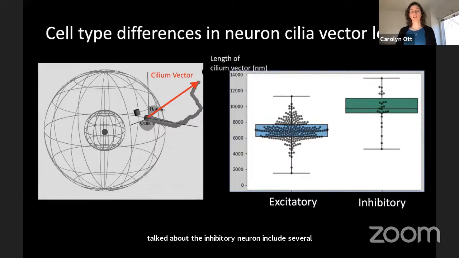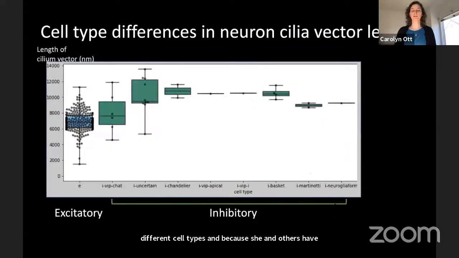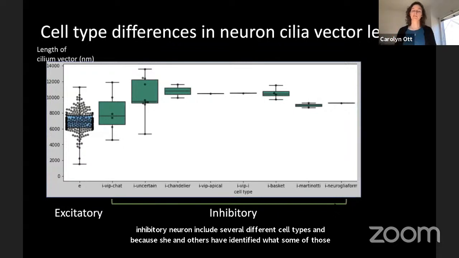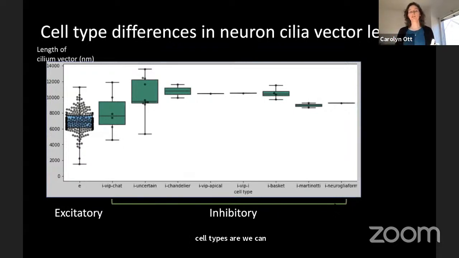And because she and others have identified what some of those cell types are, we can break this out a little further. And what we can see is that some of the diversity we see in vector length also spreads out across these different cell types that we're looking at. And a vector is not just a distance, but it has directional information. So we're looking at this as well.